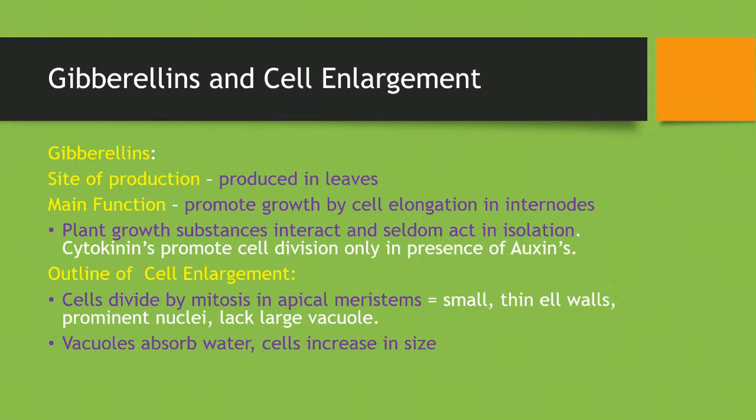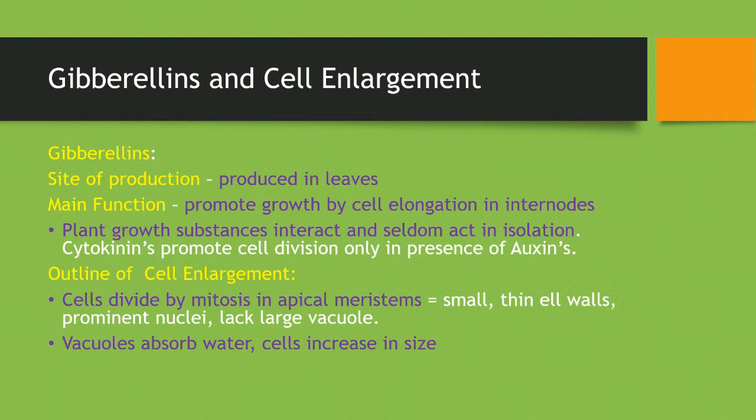But then you have gibberellins, and their site of production is in the leaves. They're produced in the leaves. And their main function is to promote cell growth by cell elongation in the internodes. So the difference between gibberellins and auxin is that gibberellins act only in the internodes. Plant growth substances will interact and they'll seldom act in isolation. So for example, cytokinins will promote cell division, but only whenever auxin's there.